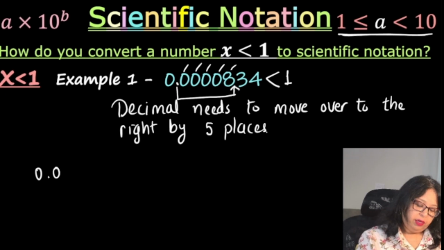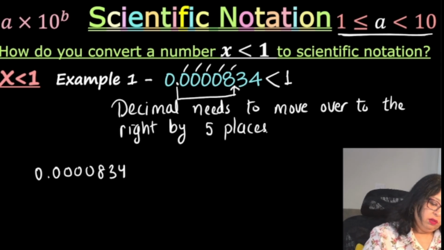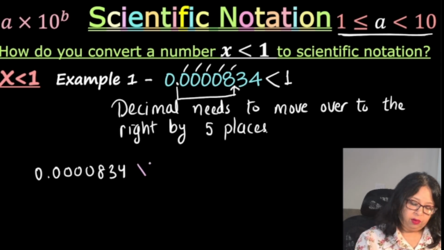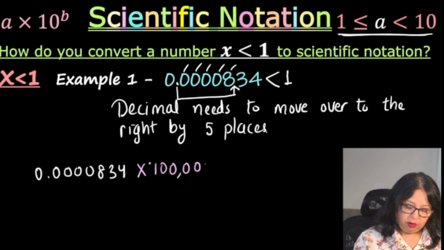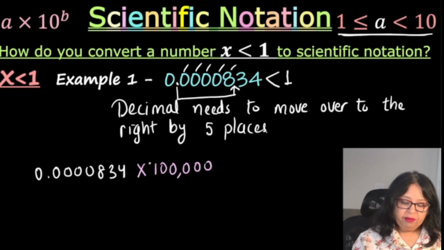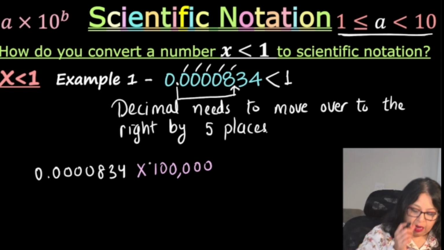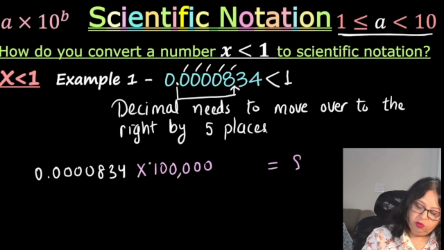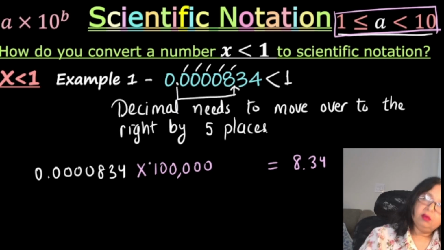I'm going to write down this number now, 0.0000834. Next, I'm going to multiply this number by 100,000. Why 100,000? Because when I multiply this number by 100,000, it changes to 8.34. And 8.34 is within this range, right? But here is the problem.